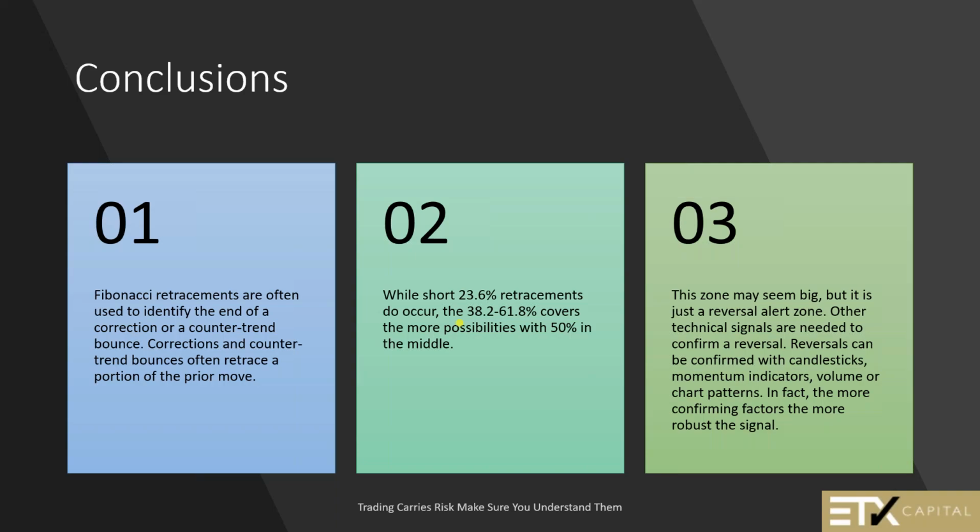So, Fibonacci retracements are often used to identify the end of a correction or a counter trend bounce. Corrections and counter trend bounces often retrace a portion of the prior move. While the short 23.6 retracements do occur, the most popular are between 38.2 and 61.8, and the possibility of 50. This zone may seem big, but it is just a reversal alert zone. Other technical signals are needed to confirm a reversal.